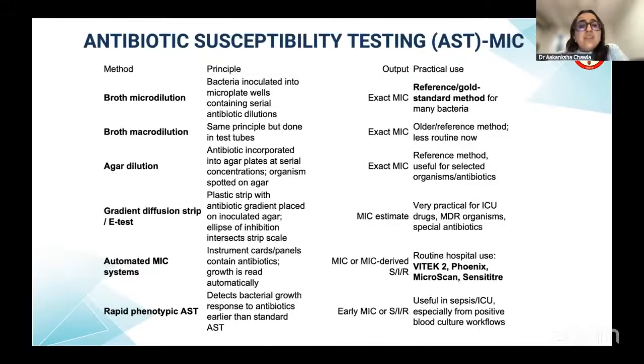Now, there are various antibiotic susceptibility testing methods for giving the MIC. Broth microdilution remains the gold standard. There is also broth macrodilution and agar dilution. Very often, the gradient diffusion and E-tests are used. Then there are automated MIC systems, and the commonly available one is the Vitek 2, then the others like Phoenix, MicroScan, and the Sensititer. Then there are also rapid phenotypic antibiotic susceptibility testing methods.